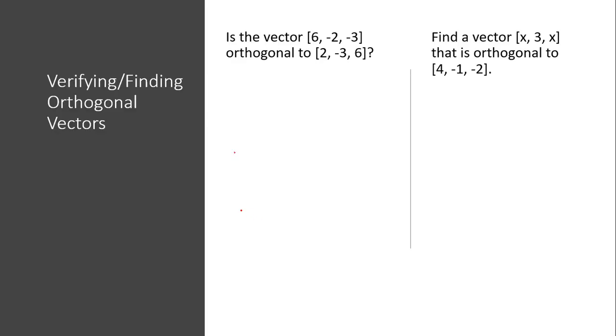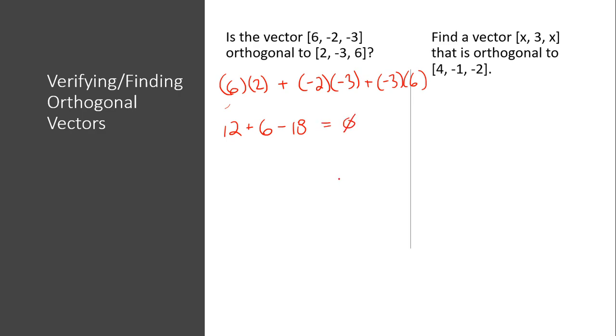Okay, so this one, we are just going to test that. So we're going to do the same thing. We're going to find the dot product. I take the x values. I didn't name these vectors because I'm getting tired. We take the y values, and we take the z values. We're going to have 12 plus 6 minus 18. And if you do the math, that equals 0. So yeah, these are perpendicular or orthogonal vectors.